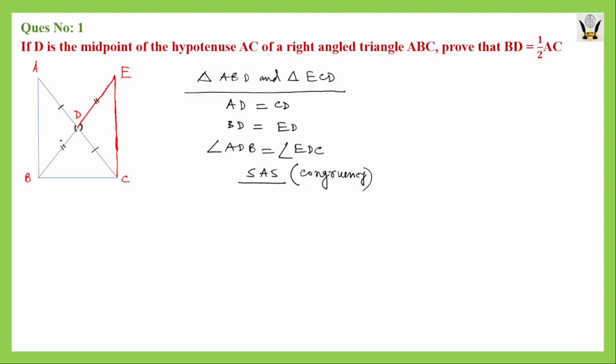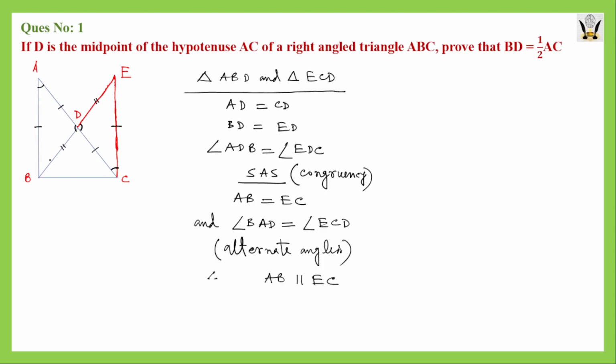So from those two congruent triangles, AB will be equal to EC and this angle BAD will be equal to angle ECD. Now with respect to AB and EC and also this AC line, since these two angles are equal and look like alternate angles, AB is parallel to EC, and with respect to those parallel lines, AC is the transversal.